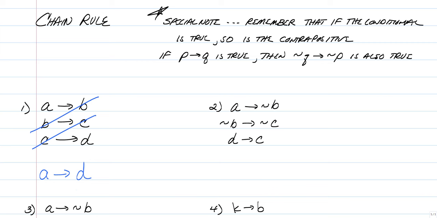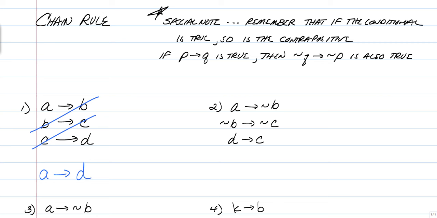You have to remember one other thing. When we learned about conditional statements, the contrapositive is also true if the conditional is true. If I say that A implies B, or if A then B, you can't tell me that that's false, because this is just a chain rule. However, if the conditional is true, then the contrapositive is also true. So if you have something that doesn't match, sometimes you need to switch them around. Okay? So let's do the next one.